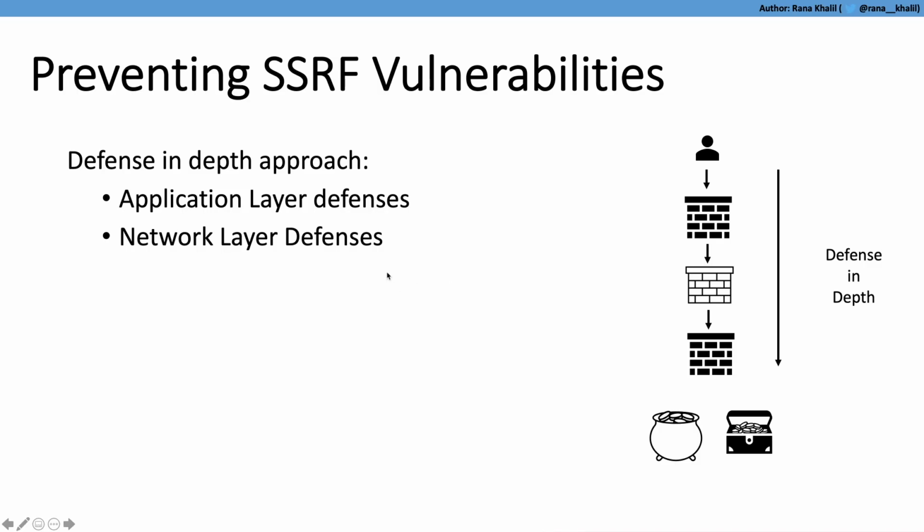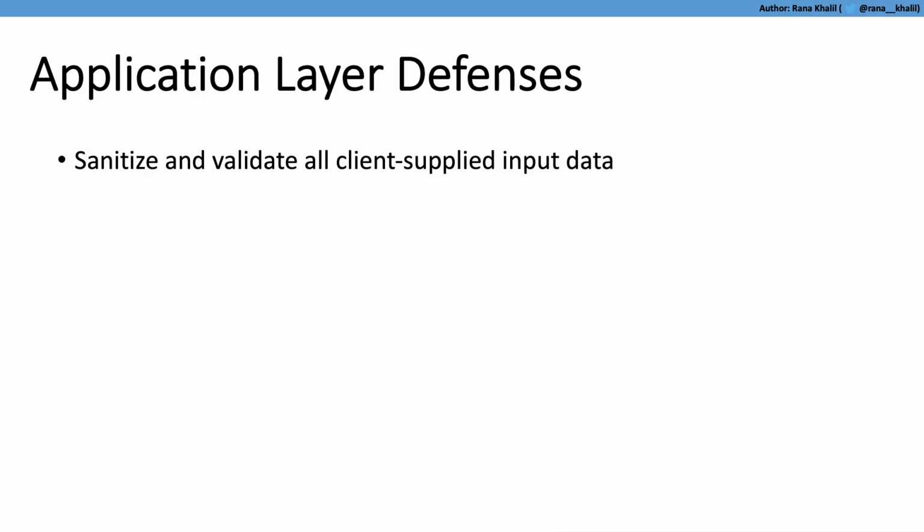And we'll start off with the application layer defenses. The first defense that you should use for all types of vulnerabilities, not just SSRF, is you should always sanitize and validate all client-supplied input data. So anything that is coming from the client side is automatically untrusted, and that's why it should always be sanitized and validated regardless of what vulnerability you're trying to prevent.